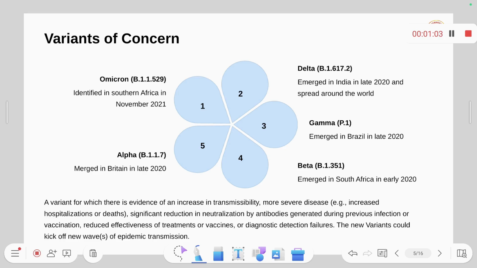Variants of concern: Omicron, which was found in Southern Africa; Alpha in Britain; Delta, found across the world; Gamma in Brazil; Beta in South Africa.